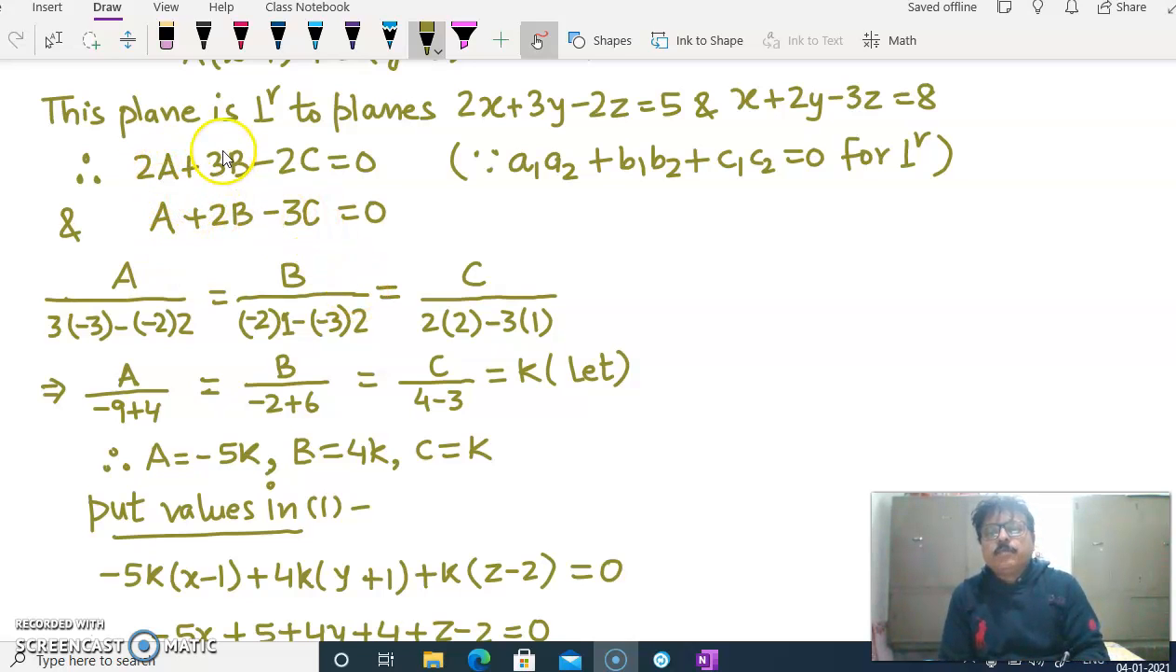It says a upon 3 into -3 minus 2 into -2, b upon -2 into 1 minus 2 into -3, c upon 2 into 2 minus 1 into 3. So a upon -9 + 4 = b upon -2 + 6 = c upon 4 - 3. Let us take this as k. So the value of a is -5k, the value of b is 4k and the value of c is k.